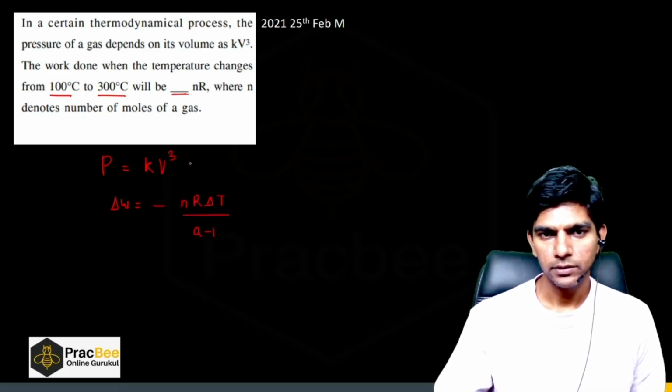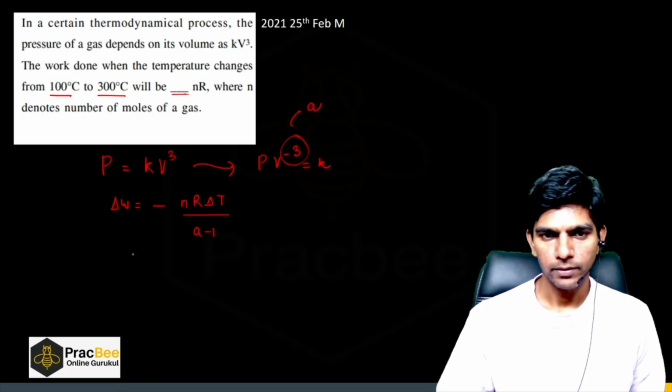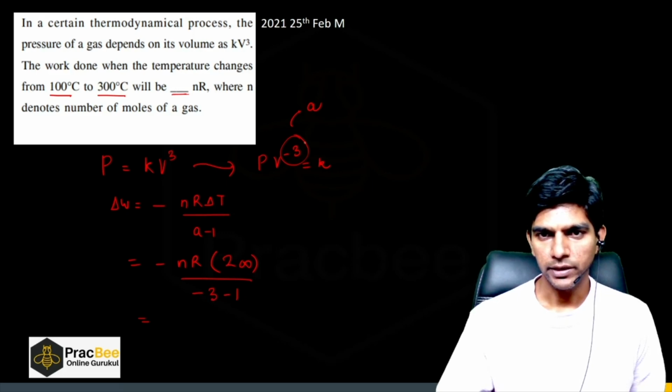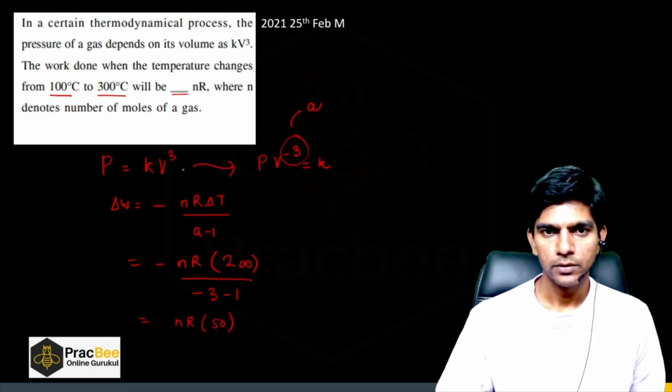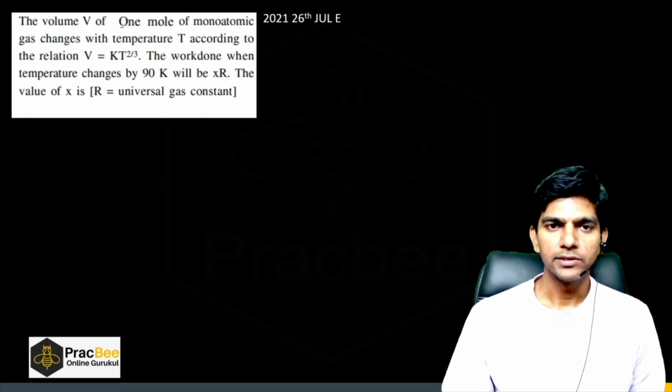And if you look at this, we can rewrite this as PV raised to power minus 3 equals to some constant. So we can say this value is nothing but A. So A is equal to minus 3. So minus nR, and the increase in temperature is 200, and minus 3 minus 1 because A is minus 3. So minus 4, so this will be 50. So it will become nR times 50. So if I want to fill this blank, it will be 50. Okay, now let us see another question.